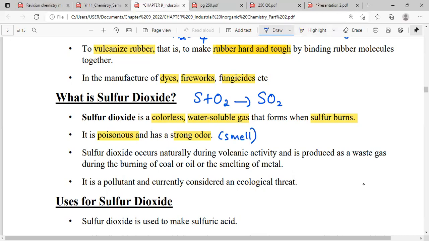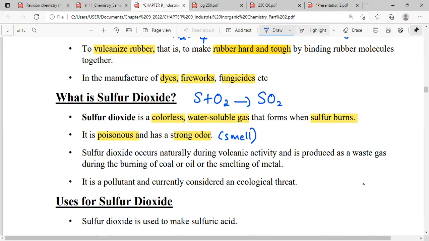It is a poisonous gas because it can irritate the respiratory system. It can irritate the lungs, especially for people who have diseases like asthma, it can even make it worse for them. Okay, so it's a poisonous gas with a strong smell.